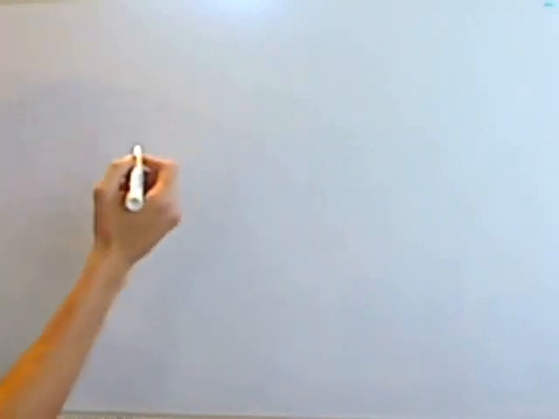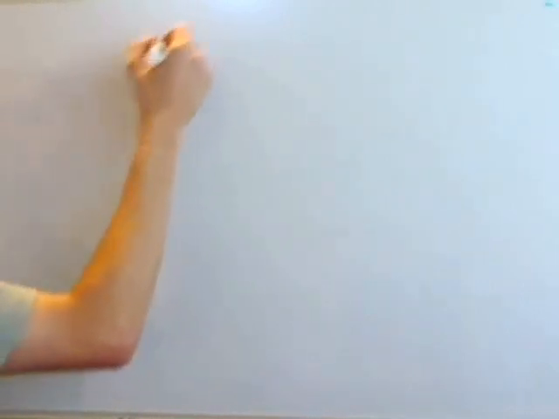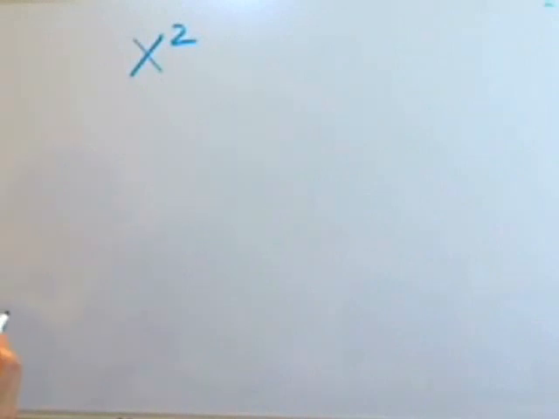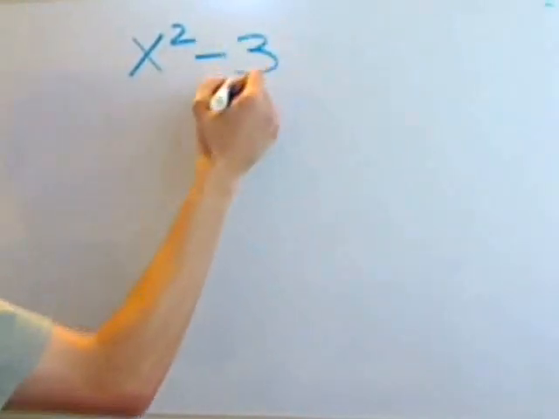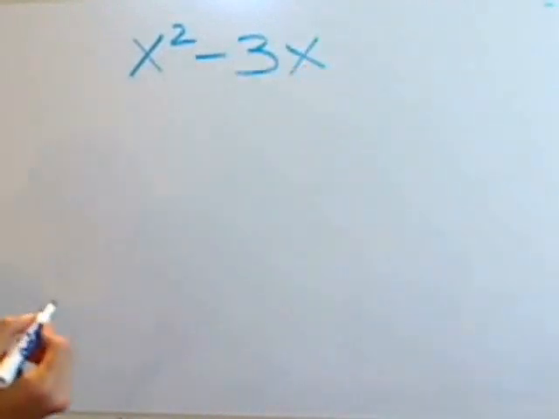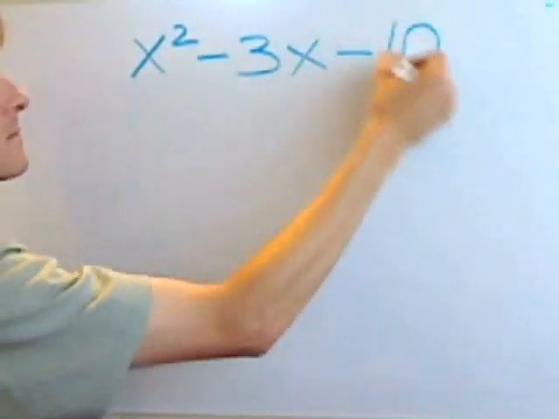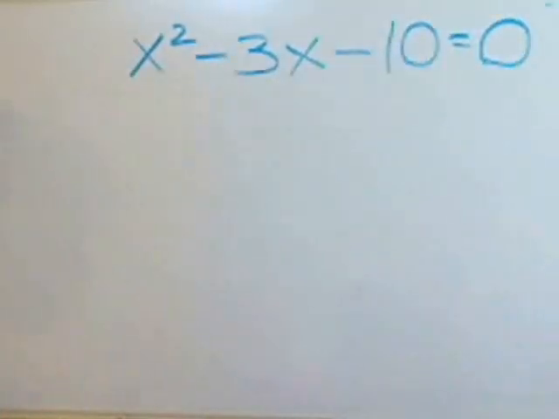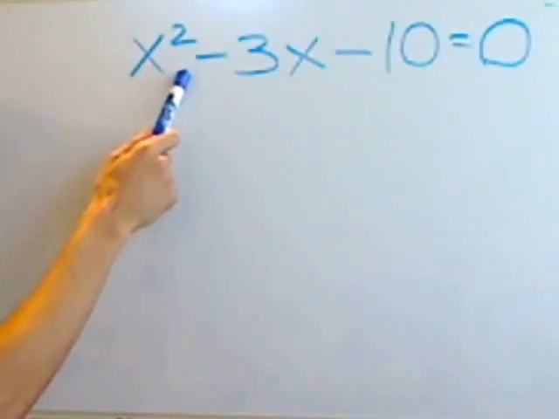algebra problem here. And this is a similar type of question, except we have what's called a quadratic equation. So here's our quadratic equation. It's x squared minus 3x minus 10 equals 0. Okay, so remember the quadratic formula which we just presented in lecture. It's a very simple formula that allows us to solve a quadratic equation like this. A quadratic equation is one that has a term of x squared in it.